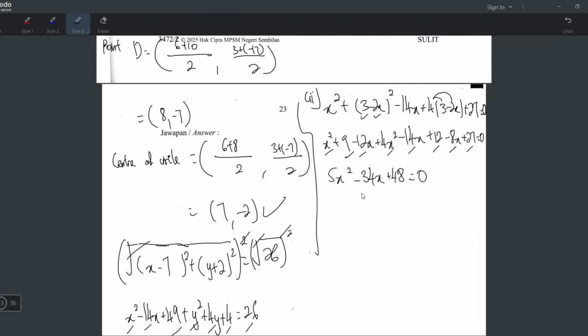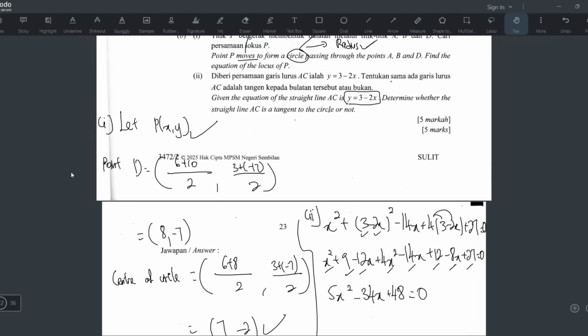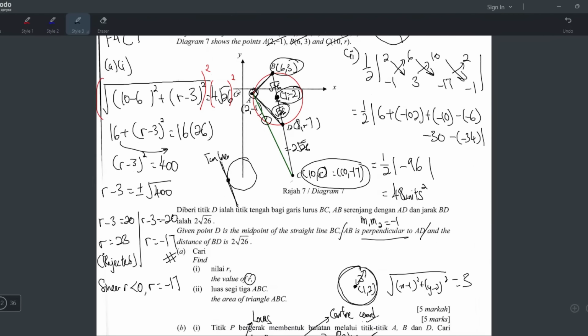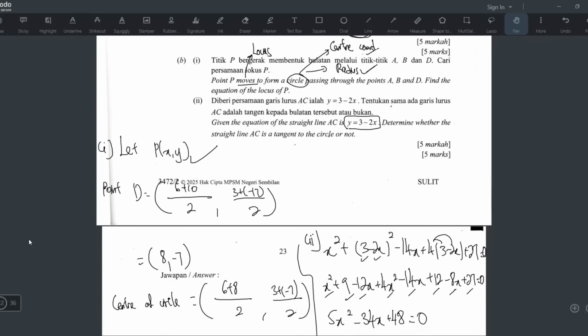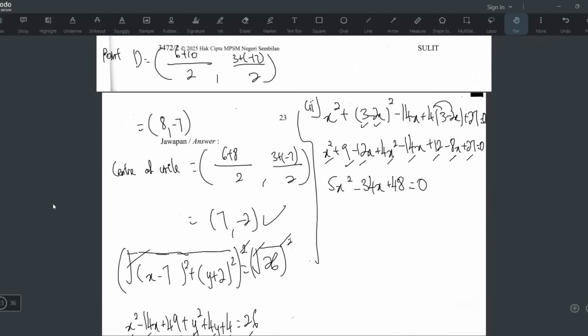Alright, up to here you have a quadratic, right? And of course you can press the calculator, enter the a, b, c and find the value of x. Definitely they will give you two answers, and the two answers will be the x coordinates of the intersection points. But did the question ask you to find the intersection point? No. They asked you to determine whether the straight line AC is tangent. So they didn't even ask you to find the intersection point. That's why I will not do it like that.